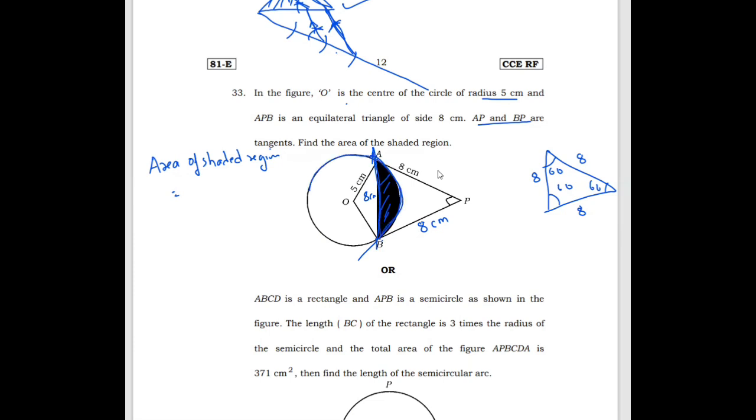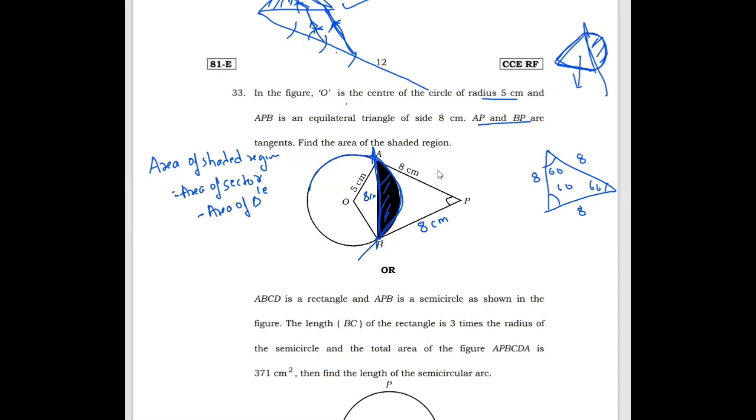How do you get this part of the triangle? If we need only this portion, what is the formula? It is the area of sector. This is called the sector. We need only this portion. So area of sector minus, we need to remove this triangle. So area of shaded region is area of sector minus area of triangle. If we use this formula, we will get the answer.